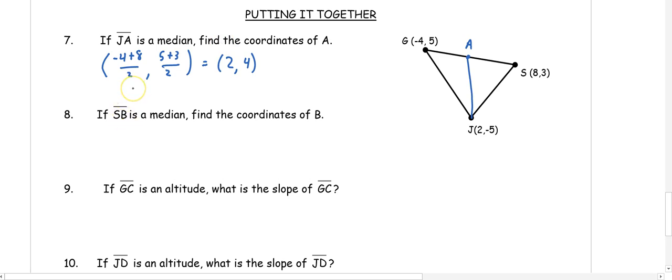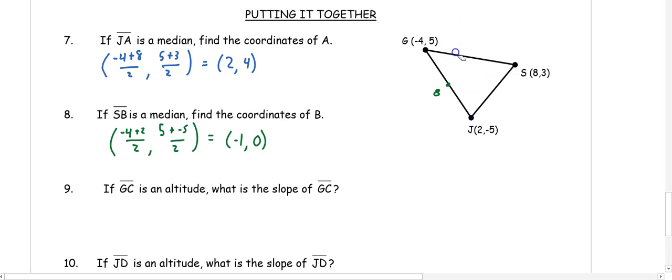Now, when I do the same thing for SB, if this is B as my midpoint, I need to find the midpoint of G and J. So I have -4 plus 2 divided by 2, and 5 plus -5 divided by 2, which gets us -4 plus 2 is -2, divided by 2 is -1. 5 plus -5 is 0, divided by 2 is just 0.